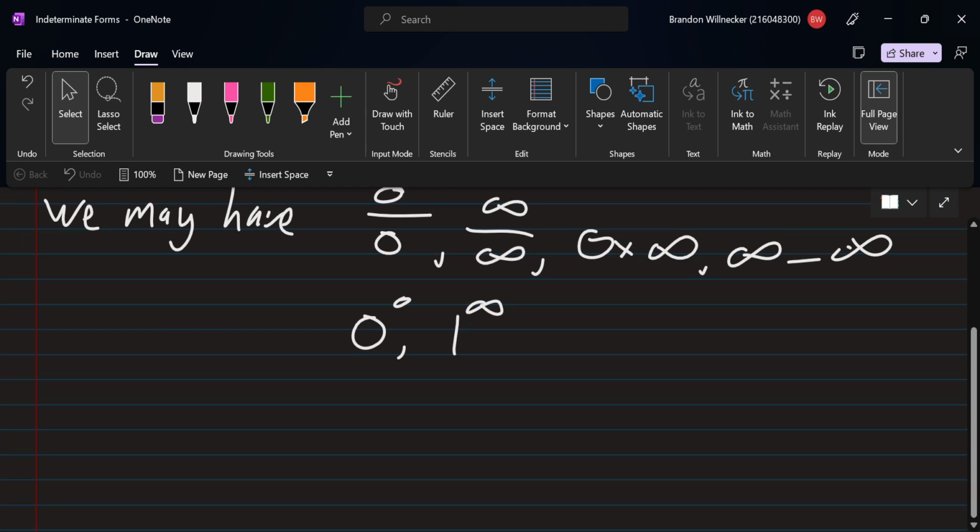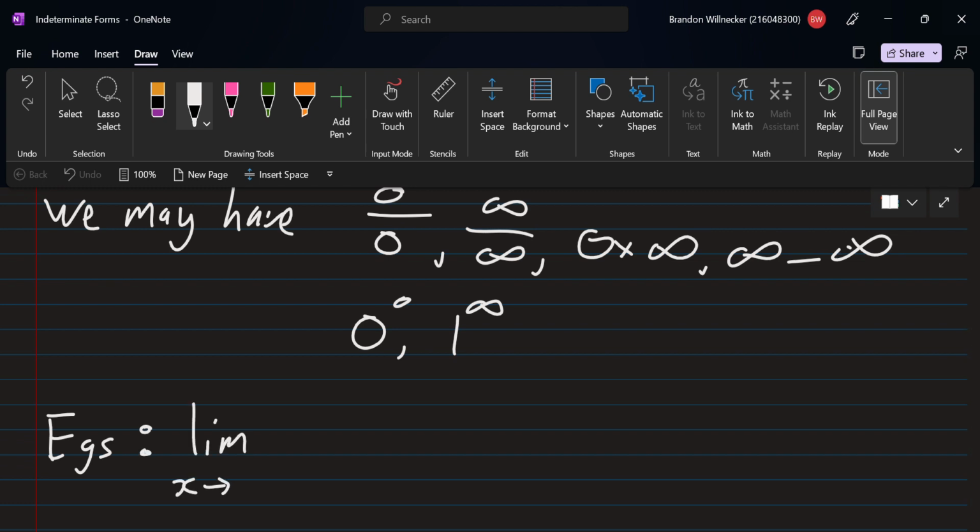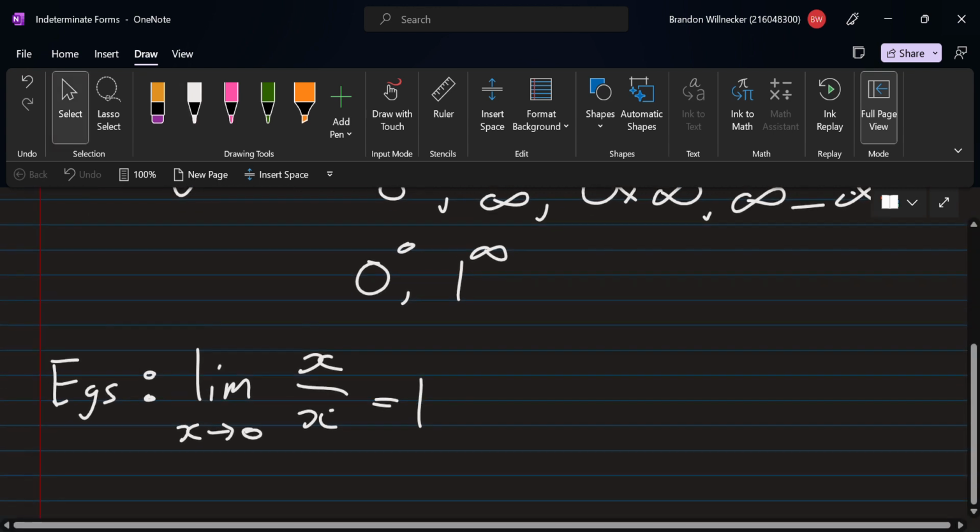Okay, some examples. If we have the limit as x approaches 0 of x over x, we know that should be 1. Okay, so we know that we can divide them and we get 1. But if we just look at the top, that's x. If we look at the bottom, that's x. So separately, both of them go to 0. But if we divide them like this, we know the answer should be 1. Okay, so it has the indeterminate form of 0 over 0, but we know how to get the value. Okay, so the value should be 1.